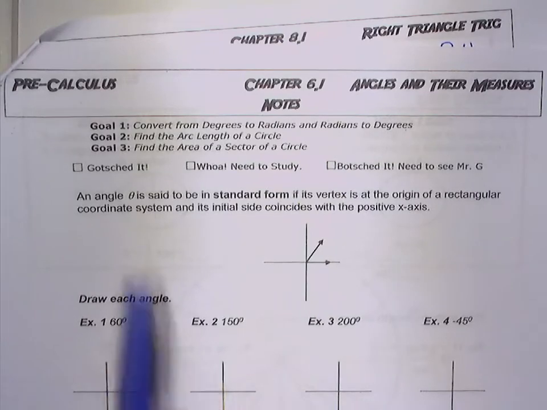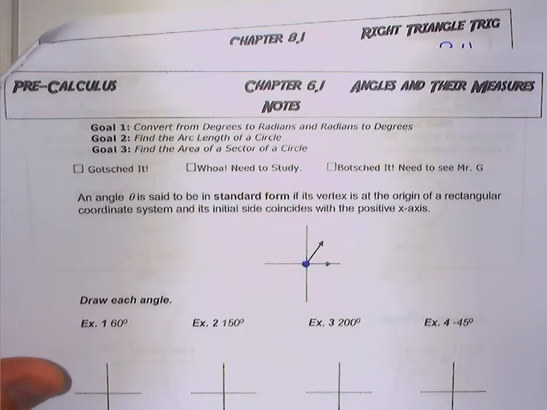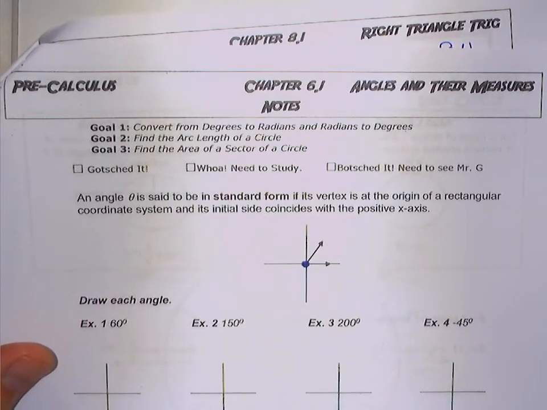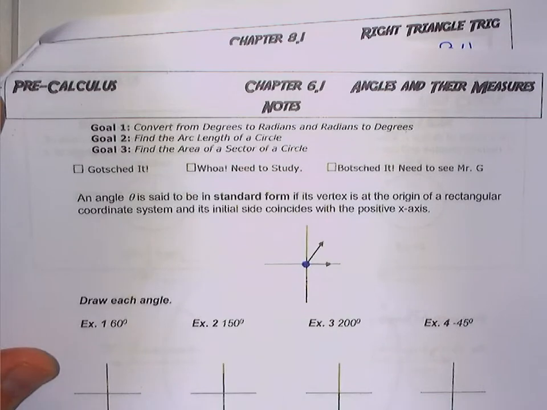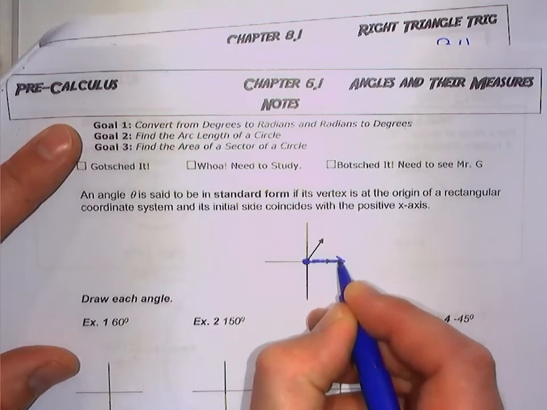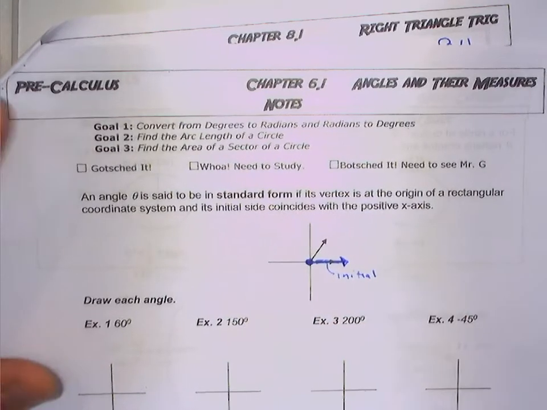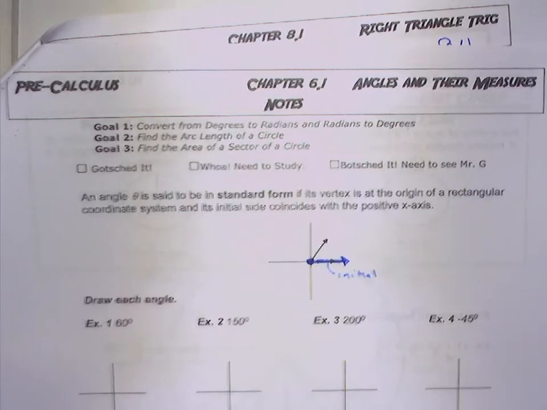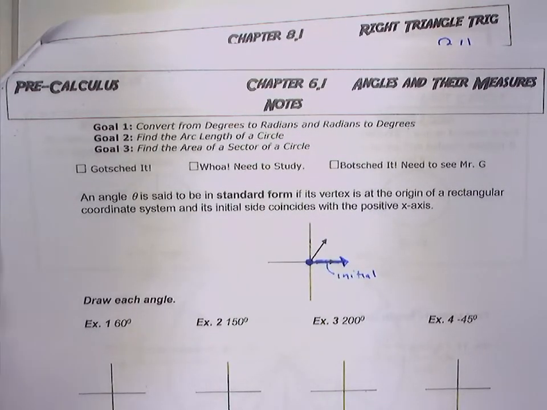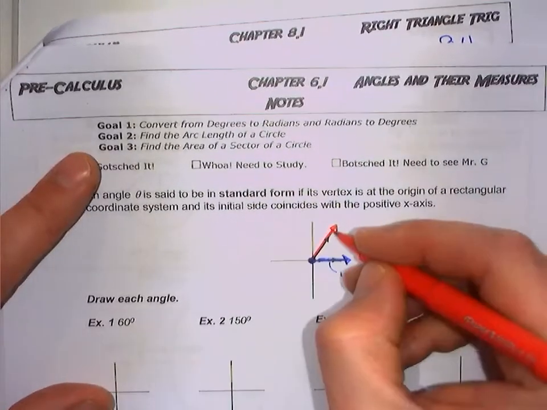Okay. So first things first, let's be able to draw these out. This will be pretty easy for you guys. An angle theta is said to be in standard form if its vertex is right there on the origin of a rectangular coordinate system, and its initial side coincides with the positive x-axis. So this is the positive x-axis. This is what we call the initial side. That guy always stays. That's where it starts initially, right? Well, then this side is the side that's going to be moving. We call this the terminal side.